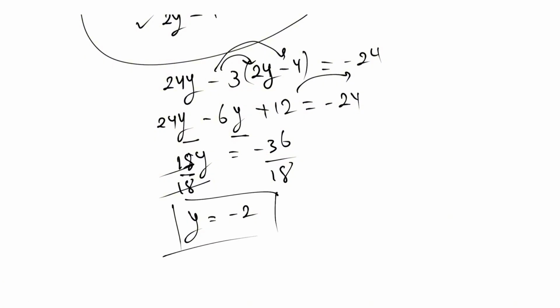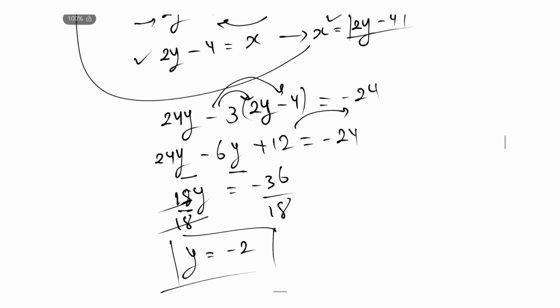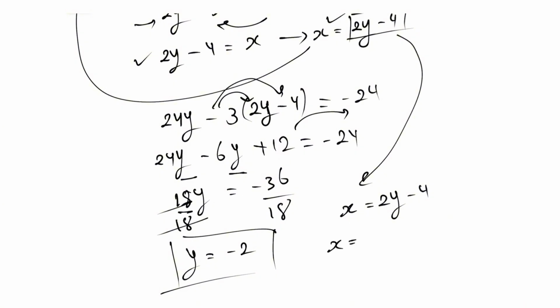Now we need to find the value of x. So now the easiest one, the equation we found here. So I'm going to put it here. x equal 2y minus 4. So replace the value of y. 2 multiply minus 2, minus 4. 2 multiply minus 2 is minus 4, minus 4. So when you have two negative numbers, it will be the same as adding two positive numbers. So the answer is minus 8. So x equal minus 8, y equal minus 2. Thank you.